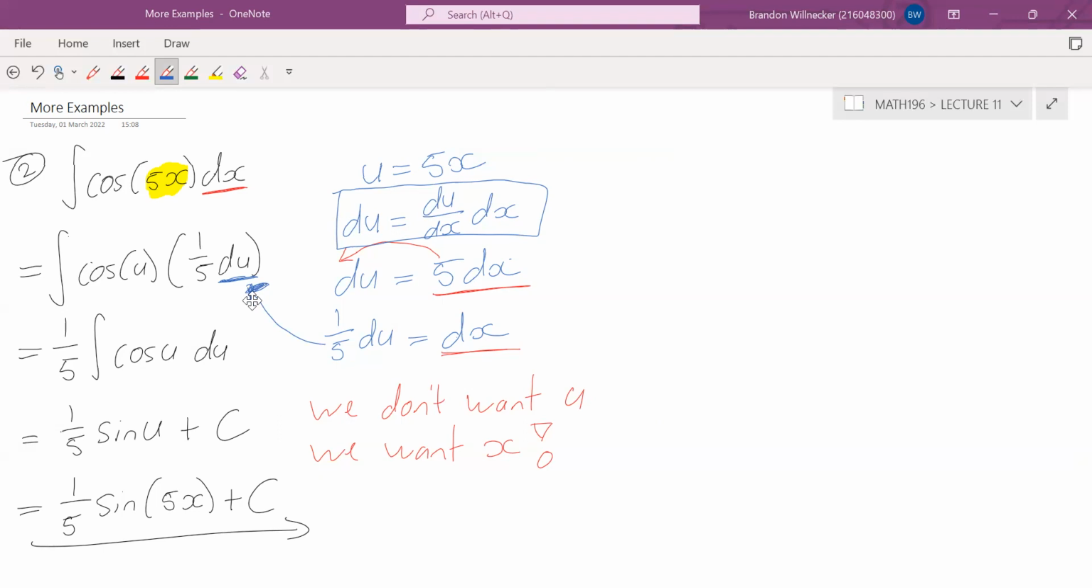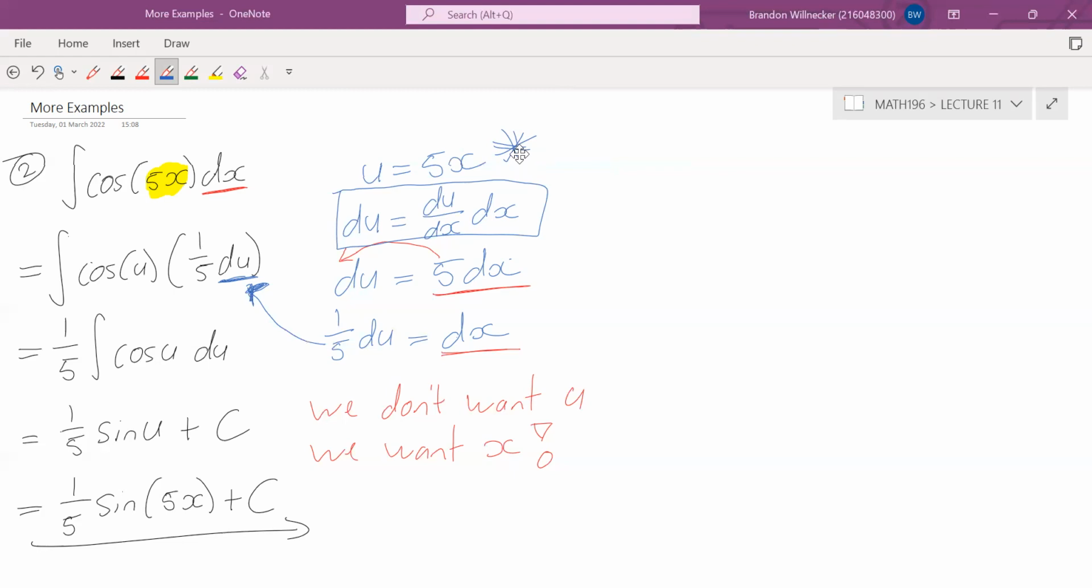Now we are left with 1/5 the integral cos of u du. That can be easily integrated to give us 1/5 sine of u. Don't forget the plus c. But we don't want u, we want x. So we need to replace u with 5x, which is what we started with way back at the beginning. Okay, so we get our final answer in terms of x.